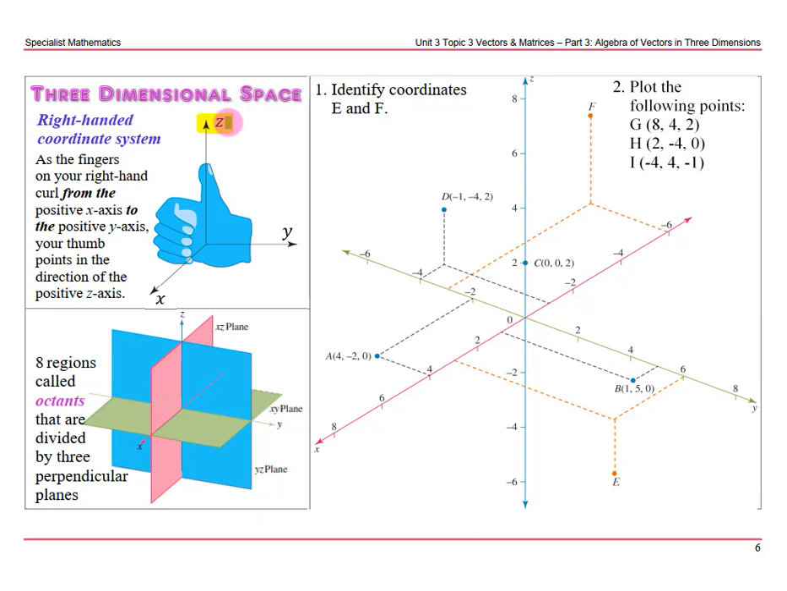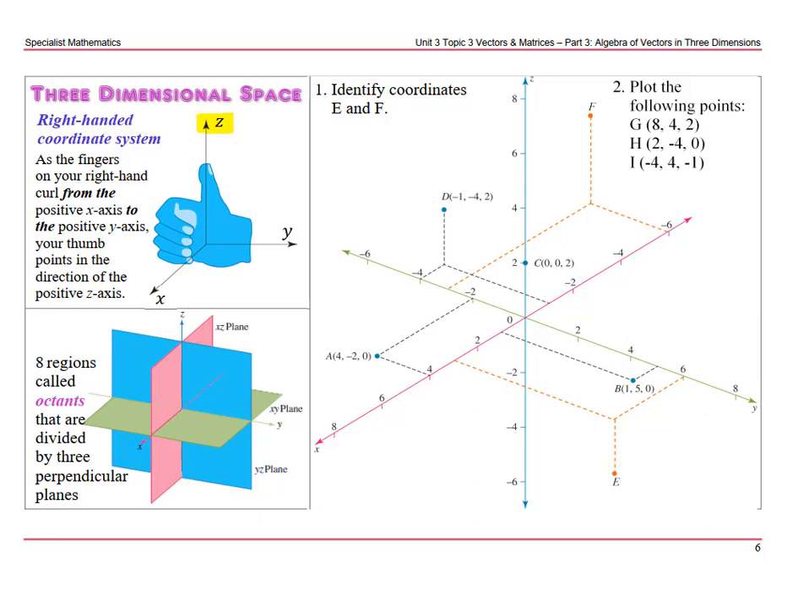Now we also can see our three-dimensional space in terms of planes. So we've got 8 regions called octants that are divided by 3 perpendicular planes, the xy plane, the yz plane, and the xz plane, which you can see in this diagram. So let's start by plotting points in the three-dimensional coordinate system and also identifying points in the three-dimensional coordinate system.